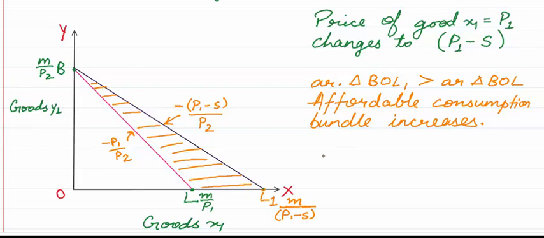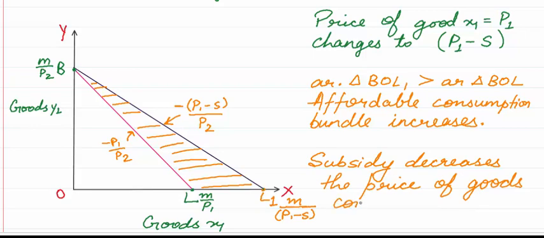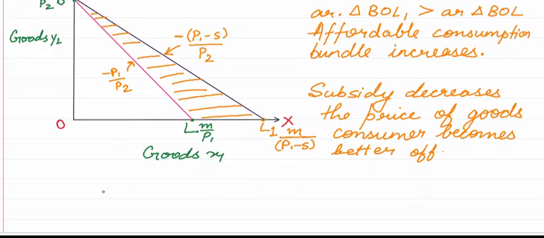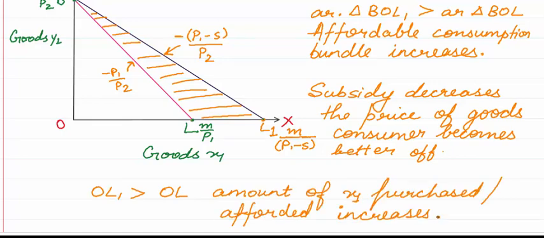So we can say that this subsidy decreases the price of the commodity and the consumer becomes better off. Earlier the consumer could purchase less at price P1, but now he can afford more than the point L on the x-axis of commodity X. So here we can also say that since OL1 is greater than OL, the amount of goods X1 increases. So subsidy has a positive impact on the consumer, as we have seen here.